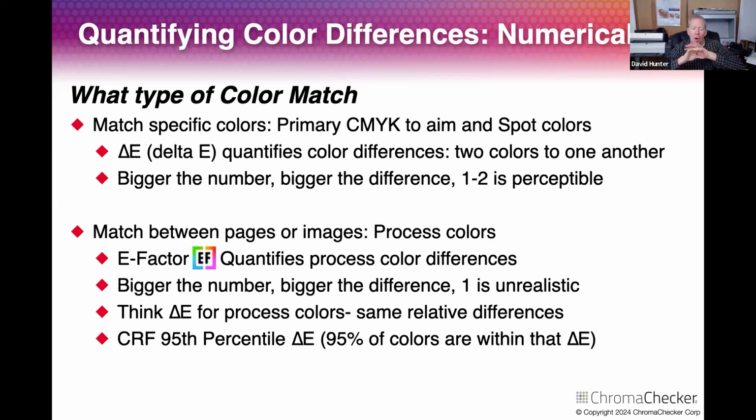And E factor is the 95th percentile of delta E. So it takes all the delta E's between the print and the proof, and it takes 95% of them, so throws out the 5% worst, and whatever the 95th percentile is in delta E, that's the E factor. So it's saying 95% of the colors are within that delta E of the other printer. So think of E factor as a type of delta E, which is also affected by how the delta E equation is built. So that's how we quantify color.